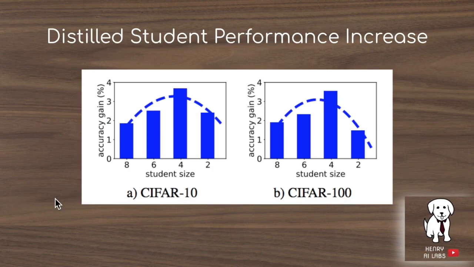This table is showing the performance gains of the distilled student compared to being trained from scratch, in each case of going from a 10-layer teacher network into the student networks of the different sizes. So in this case, in the CIFAR-10 dataset and the CIFAR-100, we see the biggest performance gain in the 4-layer student network when it's distilled compared to training the 4-layer student network from scratch.